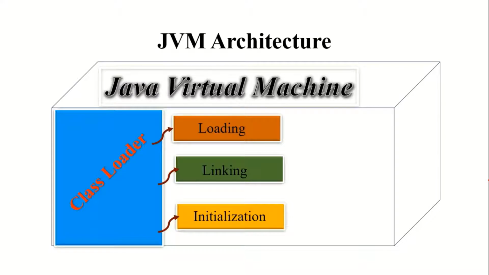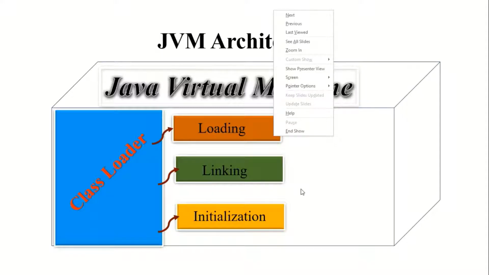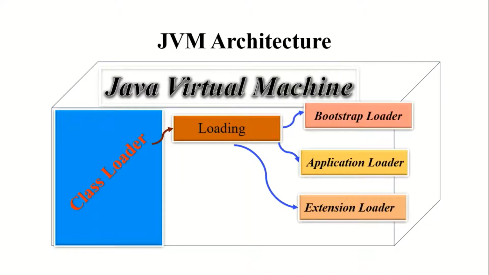Now, what is a class loader? Class loader is the first main component in JVM architecture. It has three specific phases: loading, linking, and initialization. Let's first look at the loading phase of the class loader component.